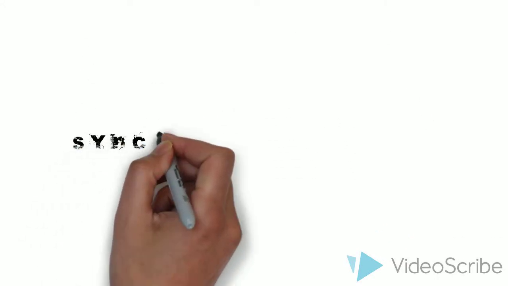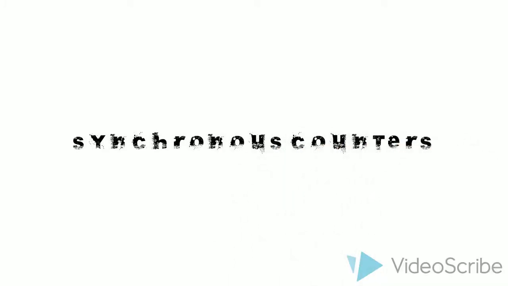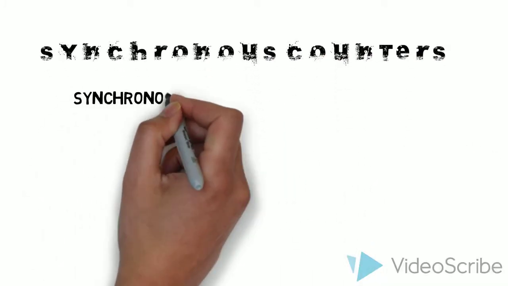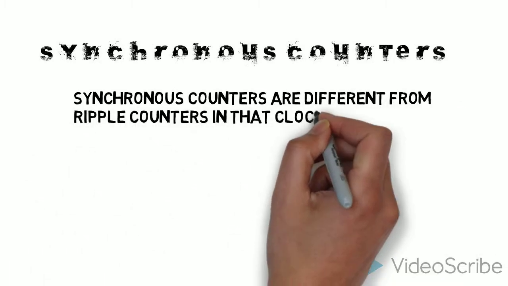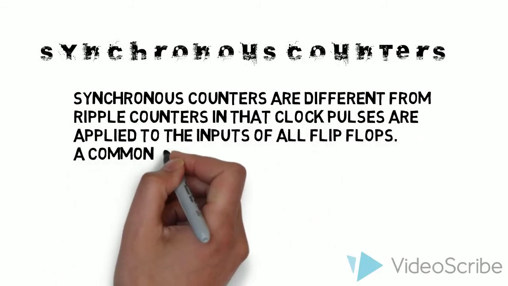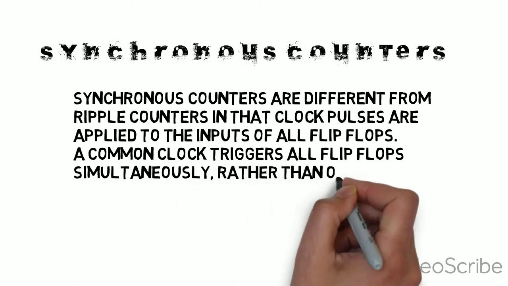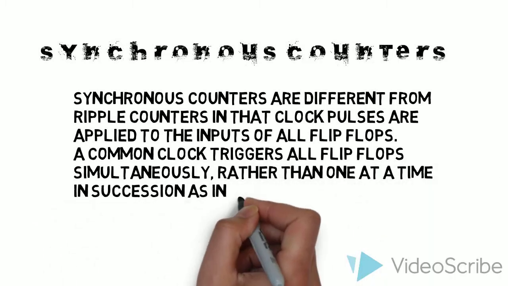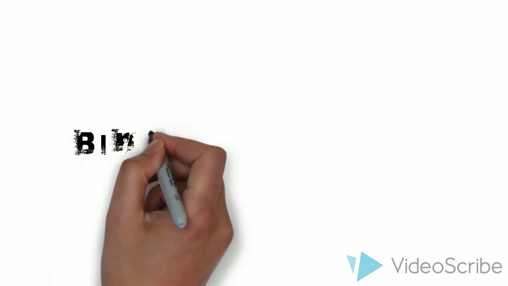The synchronous counters. Synchronous counters are different from ripple counters in that clock pulses are applied to the inputs of all flip-flops. A common clock triggers all flip-flops simultaneously, rather than one at a time in succession as in ripple counters. The design of a synchronous binary counter is so simple that there is no need to go through a sequential logic design process.